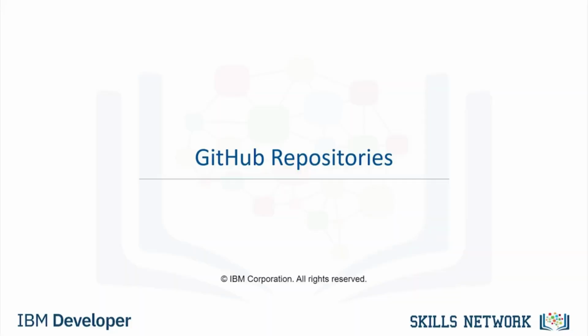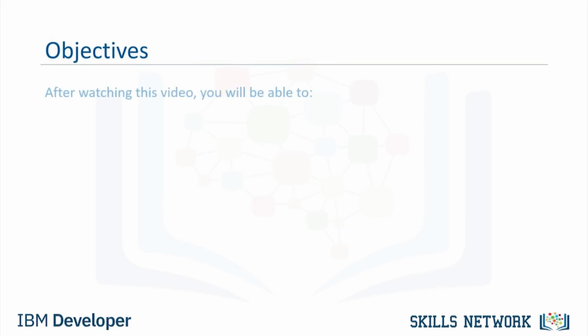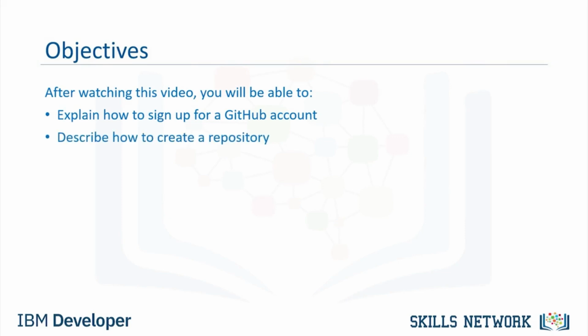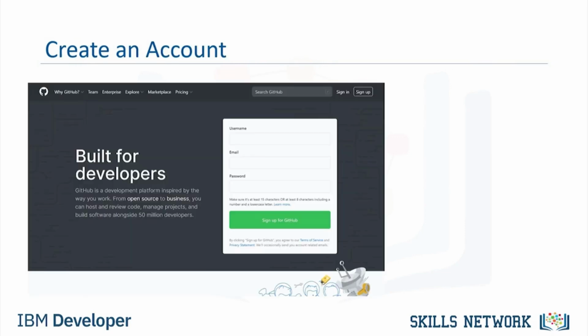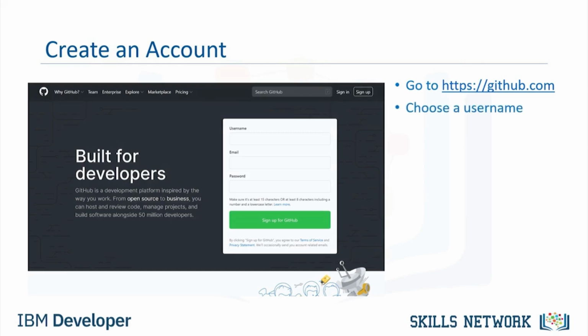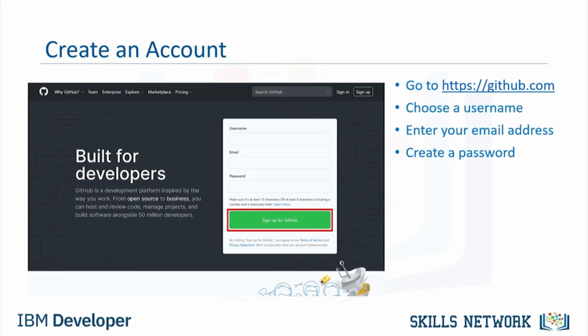Welcome to GitHub repositories. After watching this video, you will be able to explain how to sign up for a GitHub account and describe how to create a repository. Signing up for a free personal account on GitHub is quick and easy. Start at the GitHub site, https://github.com. You'll need to choose a username, enter your email address, and select a password. Then click Sign Up for GitHub.